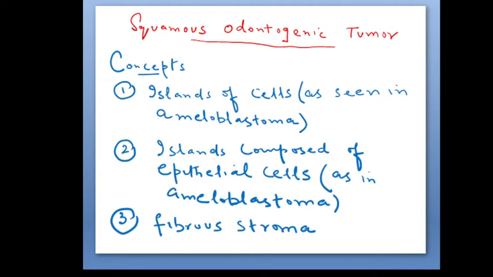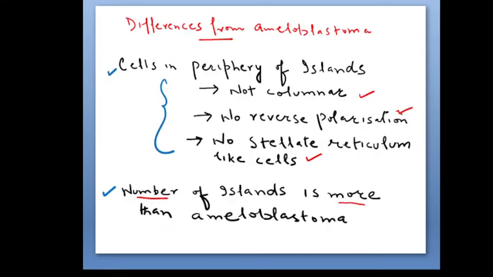So what are the similarities of squamous odontogenic tumor with ameloblastoma? Number one, the islands are present in both tumors. These islands are composed of epithelial cells, and surrounding these islands is fibrous stroma. What are the differences histopathologically from ameloblastoma? In case of squamous odontogenic tumor, the cells in the periphery of islands are not columnar. They don't undergo reverse polarization of nuclei, and there is no stellate reticulum layer. Again, the number of islands is more in squamous odontogenic tumor than ameloblastoma, and these tumors are also smaller in size.